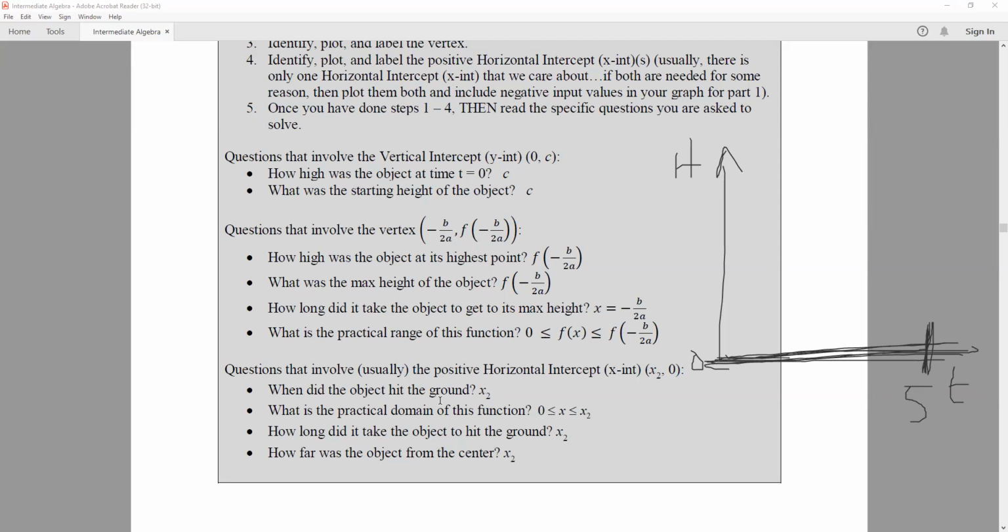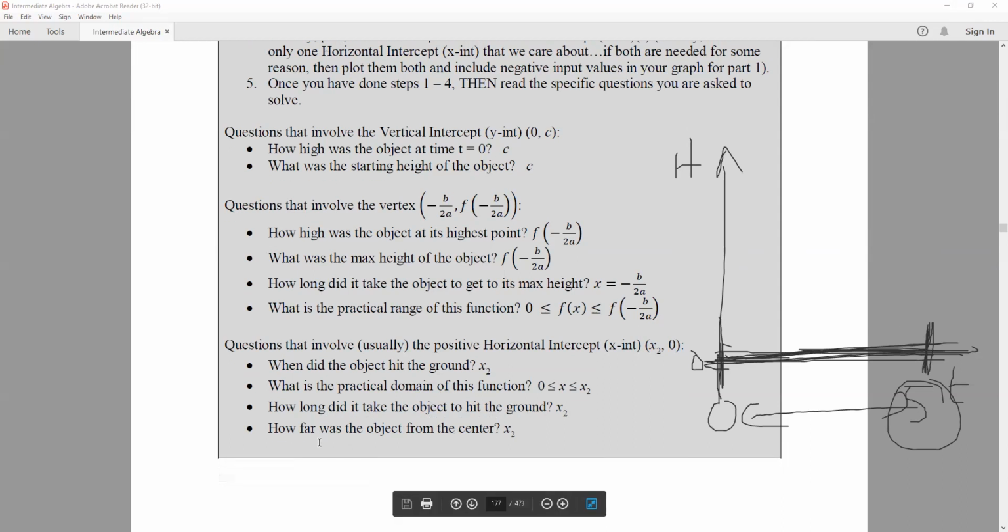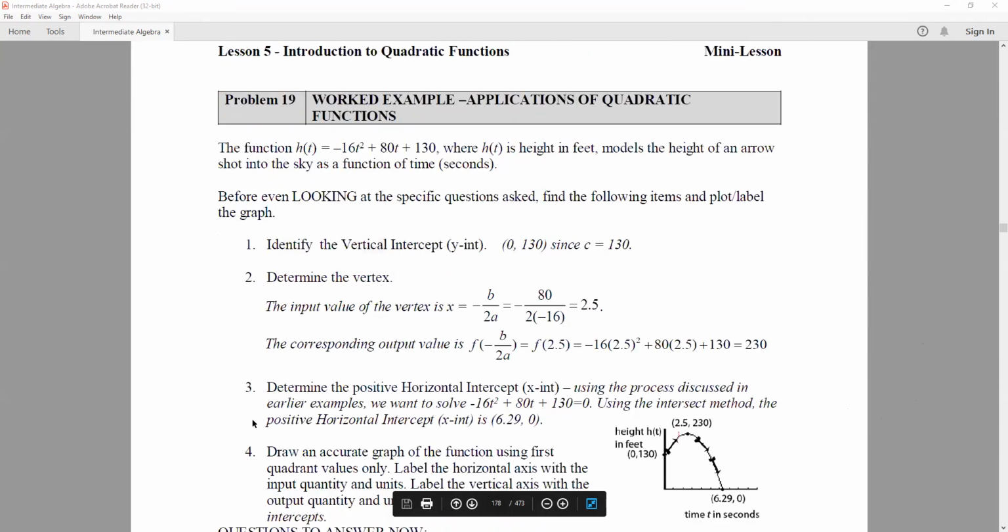What is the practical domain of this function? The domain of this function, that is the x part, starts from 0 to 5. So you know that you will find the x-intercept. How long did it take the object to hit the ground? Again, you are looking at the horizontal intercept. How far was the object from the center? Again, you are looking at the x-intercept. All right? Okay. You have this in your workbook, so you can go over that.